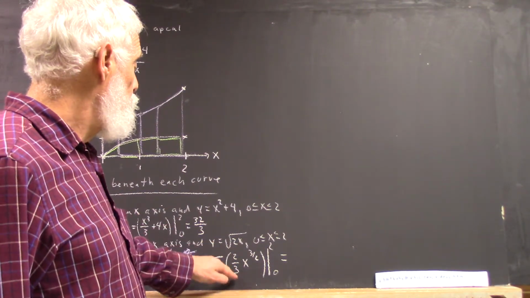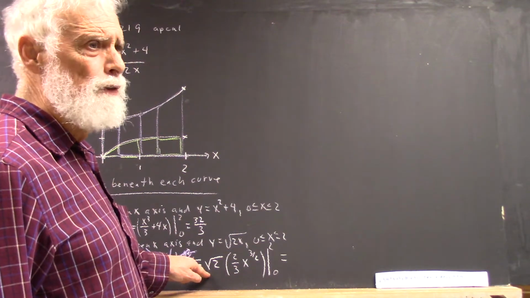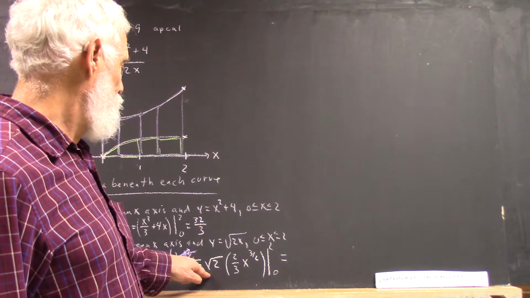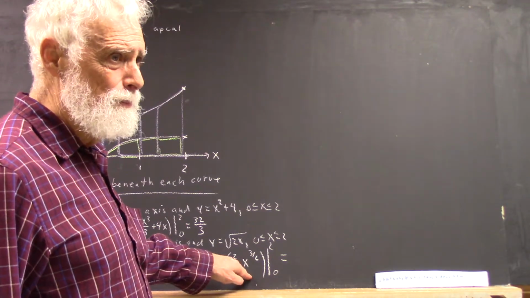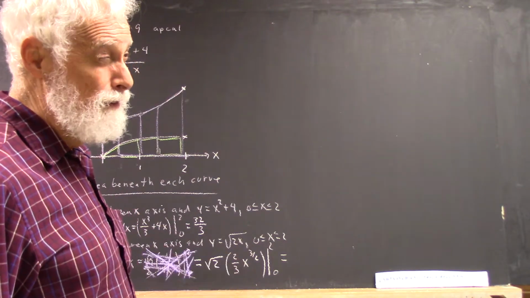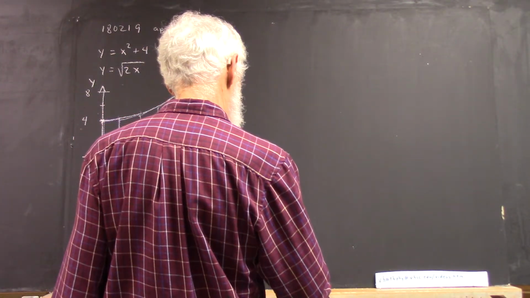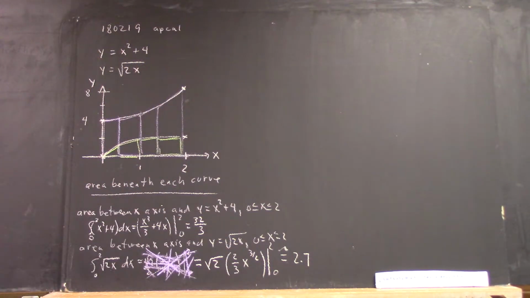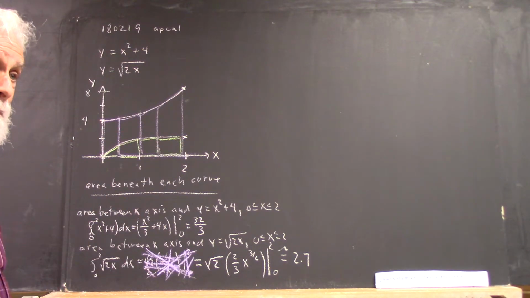Okay, 2/3 of the square root of 2 is 2/3, well, 2/3 of 1.5 is 1. 2/3 of 1.414 is going to be about 0.96. So 0.96 times 2.84, it's down about 1. So that's pretty close to 2.7. That's consistent with the trapezoidal estimate I made based on 2 trapezoids. Okay?